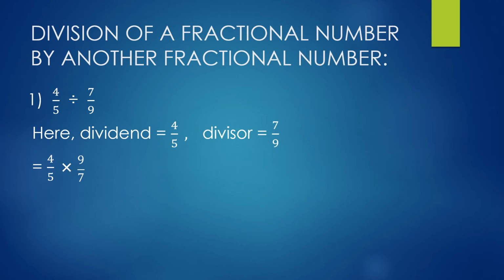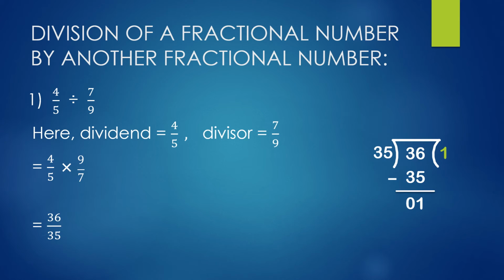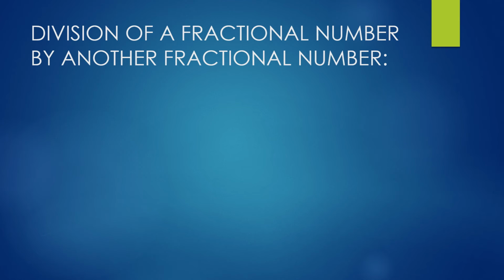4 9s are 36 and 5 7s are 35. So the fraction is 36 upon 35. But it is an improper fraction. So convert them into mixed number. Everyone knows how we will convert them into mixed number. So pause the video and divide 36 upon 35. Do on your own and check. The answer is 1 upon 35. Let's solve one more question.